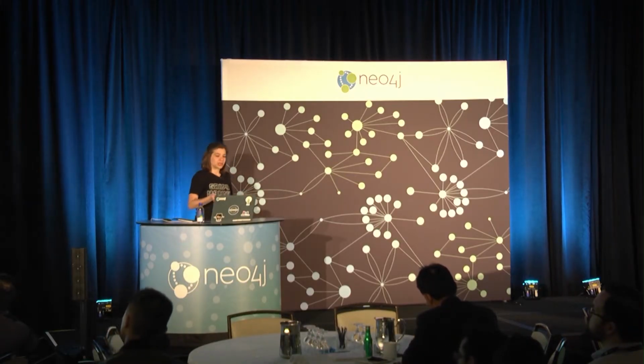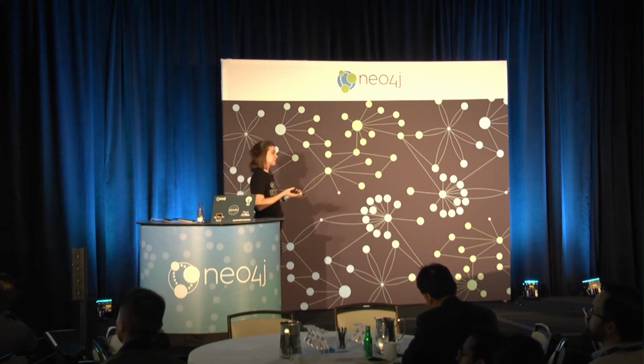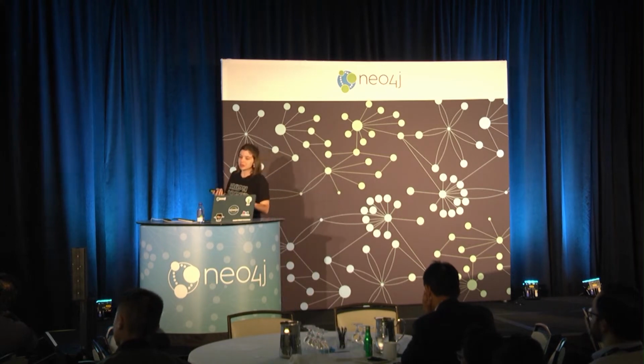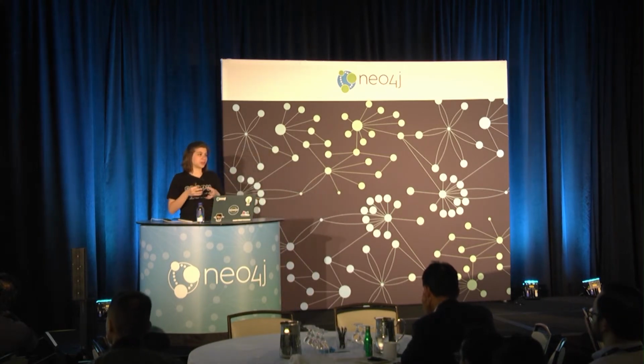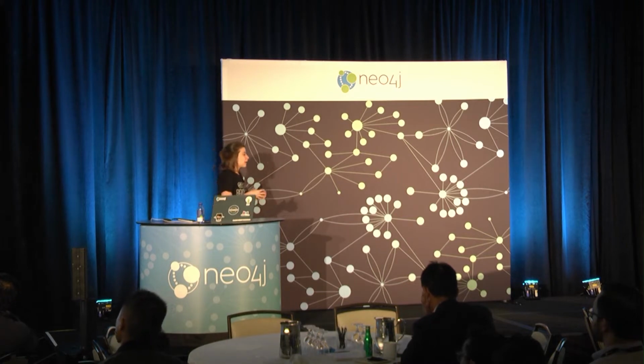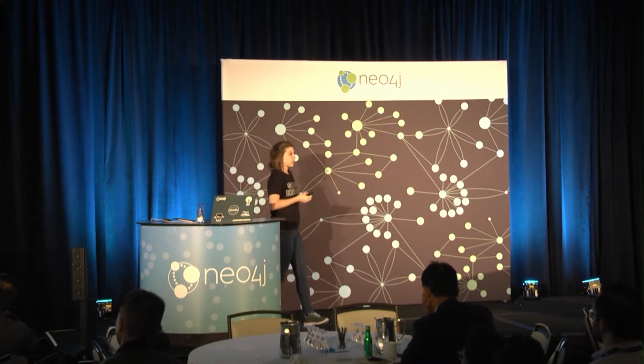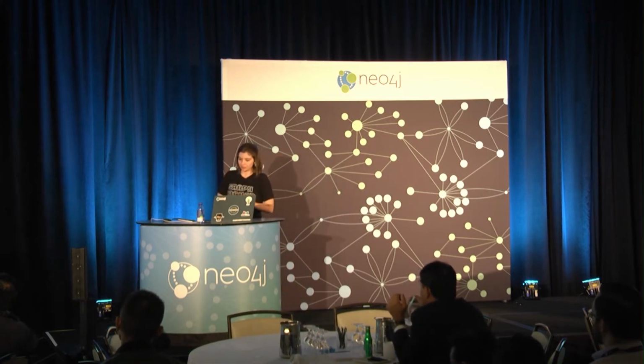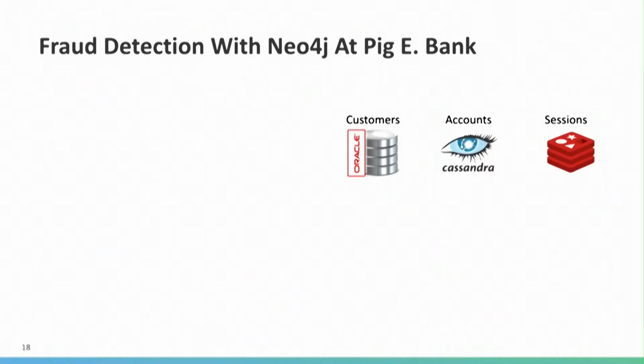So here's the architecture that he's dealing with outside of Neo4j. Because for most companies, you're not dealing with a single database in a silo. You're probably dealing with a lot of different databases with various amounts of data in various places, and you need to somehow pull all that data together. So you might be dealing with customer data that's sitting in a relational database like Oracle. You might be dealing with account data that's sitting in a columnar store like Cassandra. And then you might have session data and cookies and web session information that's stored in something like Redis.